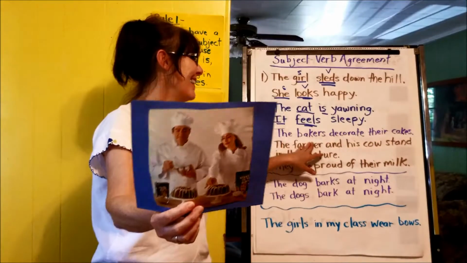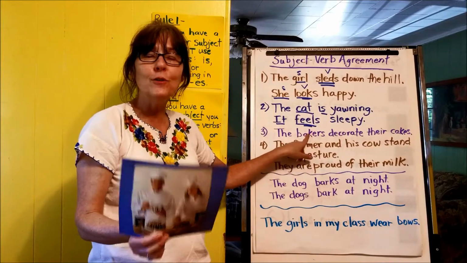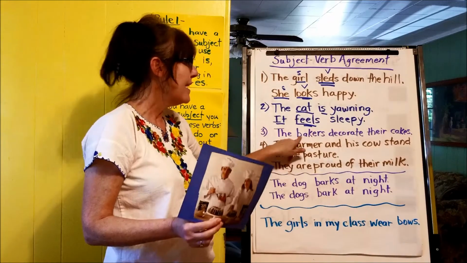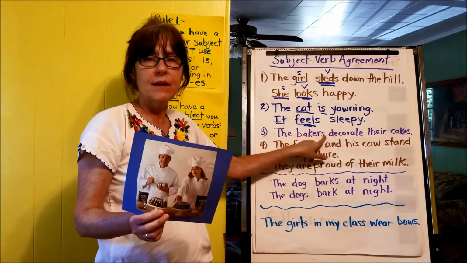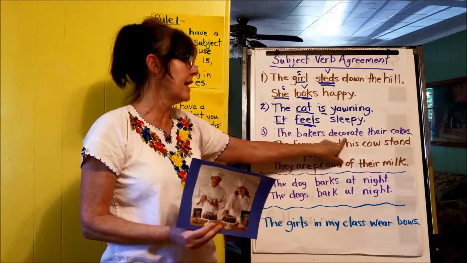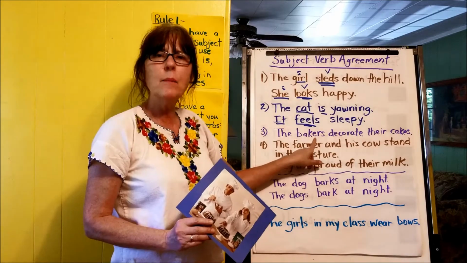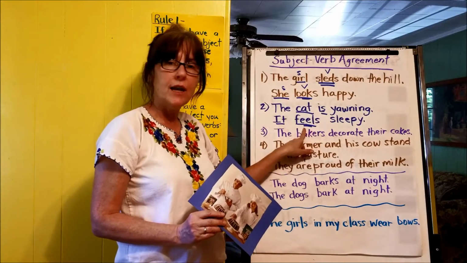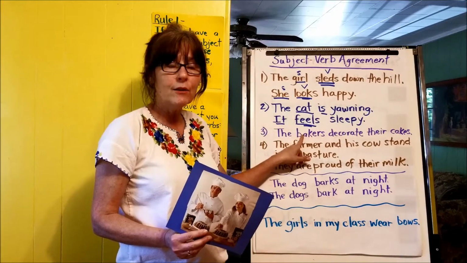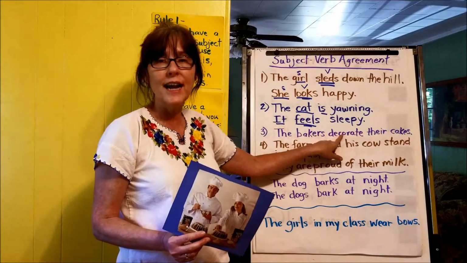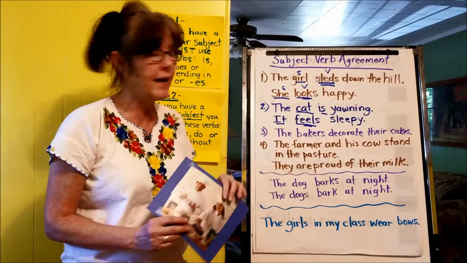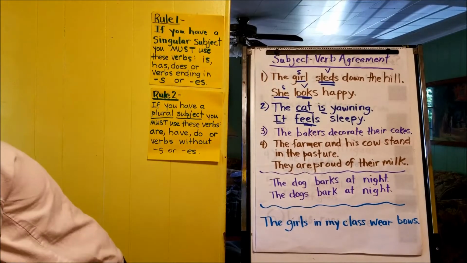How many bakers are there? Two. There are two bakers, okay? And so I write that by putting an S on the end. The bakers decorate their cakes. Who decorates the cake? Bakers. That is the subject. What is being said about the bakers? The bakers decorate. That is the verb. Okay? All right. One more picture.